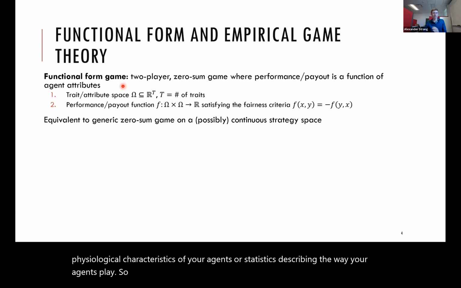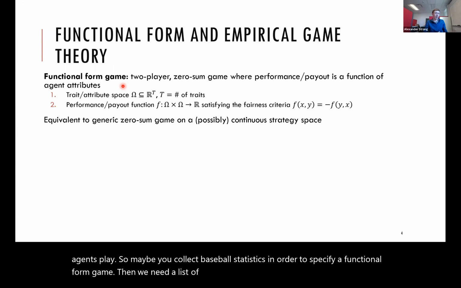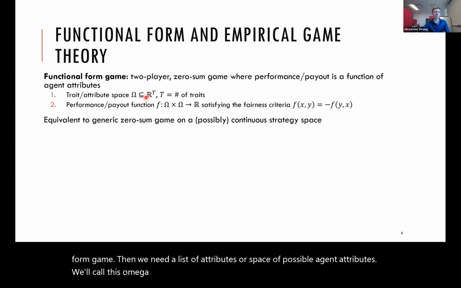So maybe you collect baseball statistics. In order to specify a functional form game, then, we need a list of attributes or space of possible agent attributes. We'll call this omega. This we'll think about as a subset of the reals, where T here is the number of traits or attributes I consider.